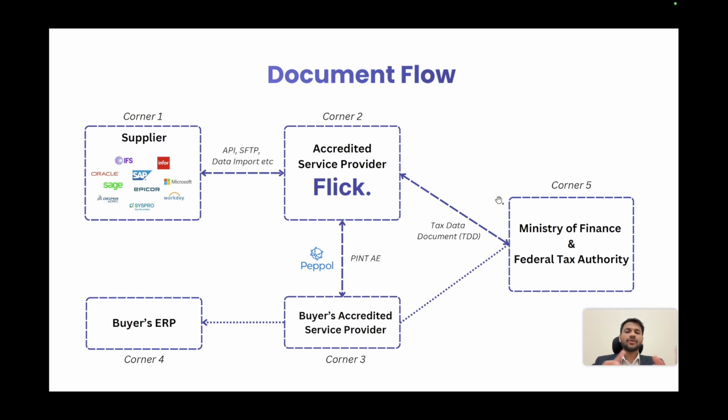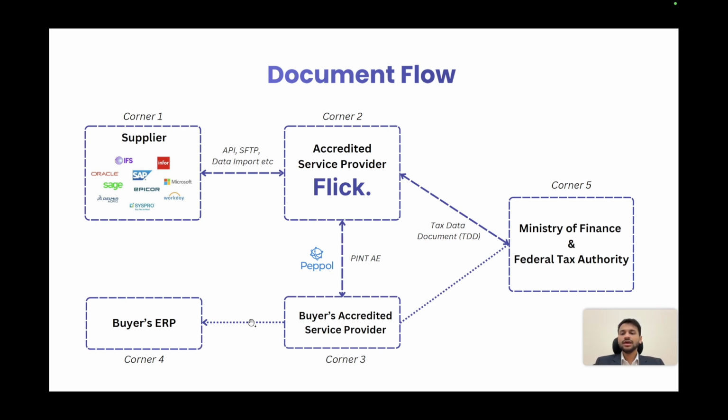So from both sides, from the supplier side through their supplier's service provider, they have to send it to the Ministry of Finance. And from the buyer side also, they have to report it to the Ministry of Finance as soon as they receive it. So when they receive it, they will be able to automatically add that particular invoice to their ERP. Why will they be able to add it to the ERP?